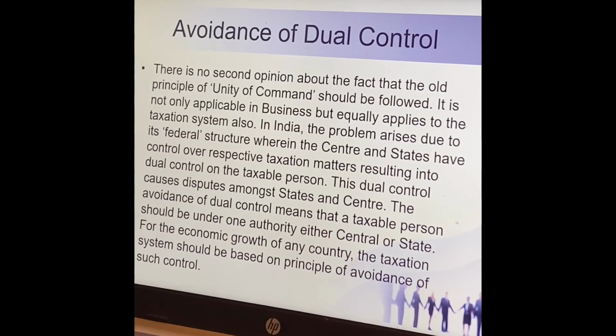This dual control causes disputes among state and center. So there are conflicts and disputes because of this control. The avoidance of dual control means that a taxable person should be under one authority, either central or state. So the unity of command principle should be followed, and a person is liable to either one of them, that is either state government or central government, and not both. So for the economic growth of any country, the taxation system should be based on the principle of avoidance of such control.